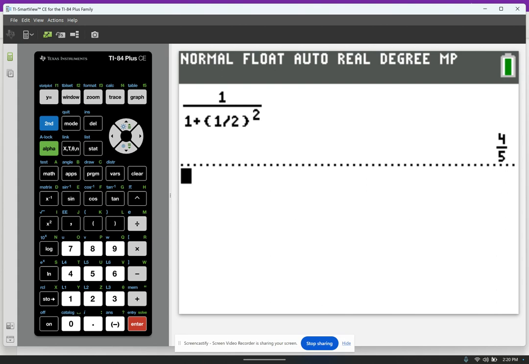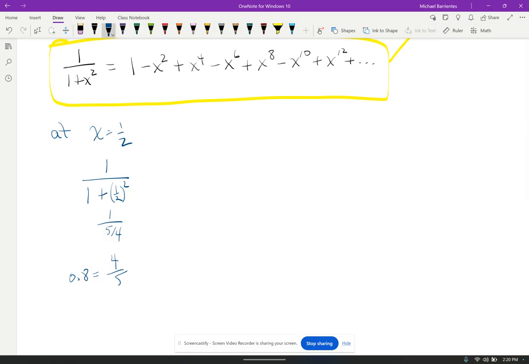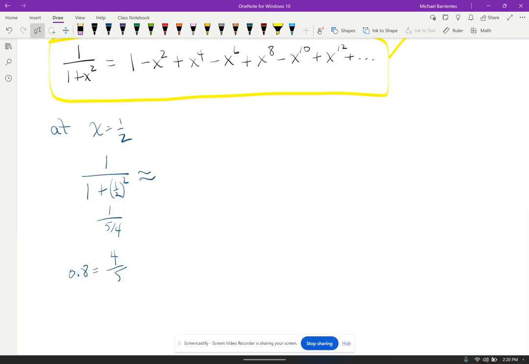Squared. And we get 4/5. Hey, that's what we said. Great. So how do I know that this is going to work? Well, I'm going to have to substitute 1 half. But here's the problem. We said that this series is equal to that original function expression, but if it's an infinite series, do I have an infinite amount of time to plug in 1 half wherever I see an x? I don't, so I'm going to approximate.